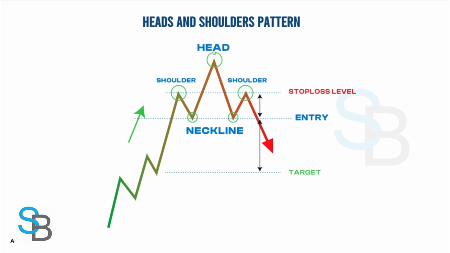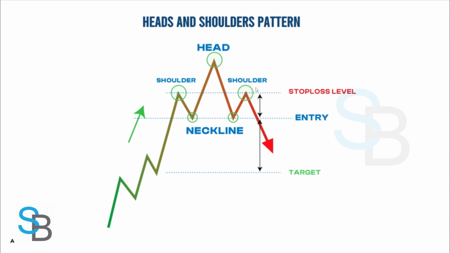and made this upper level here, which we call the head, then goes down, broke this level, and then made another low here, an equal low with the previous low. We now call this the neckline. And then it comes here and makes another high with this shoulder, which is lower than this other high here. Then comes down.